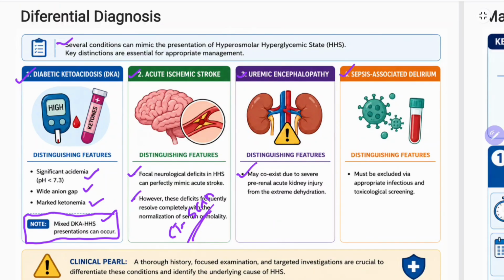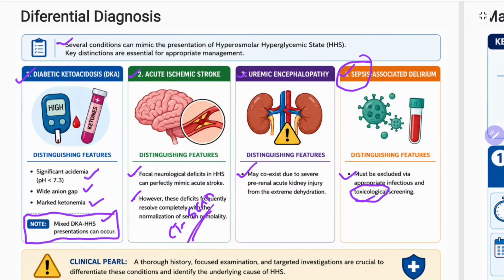Fourth is sepsis-associated delirium, meaning some infection. As all of us know, any severe infection can cause altered sensorium, febrile delirium. So any infection-related neurological manifestation, you should exclude sepsis in these patients via appropriate infectious and toxicological screening. One more thing is that toxins you should exclude.